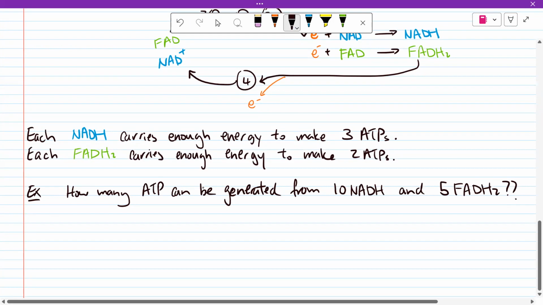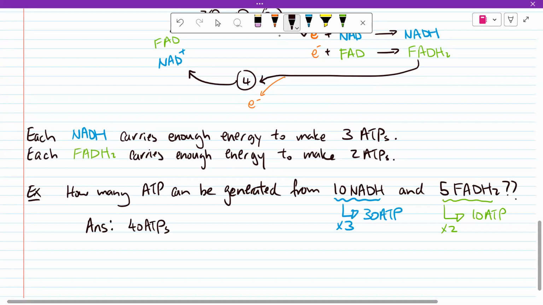All right. That's 30 and 10, right? That's right. So for this one, I times 3 because each one can make 3. So that's 30. This guy, I times 2. So that's 10 ATP. So the answer is 30 plus 10, 40 ATP. Any questions about this calculation?